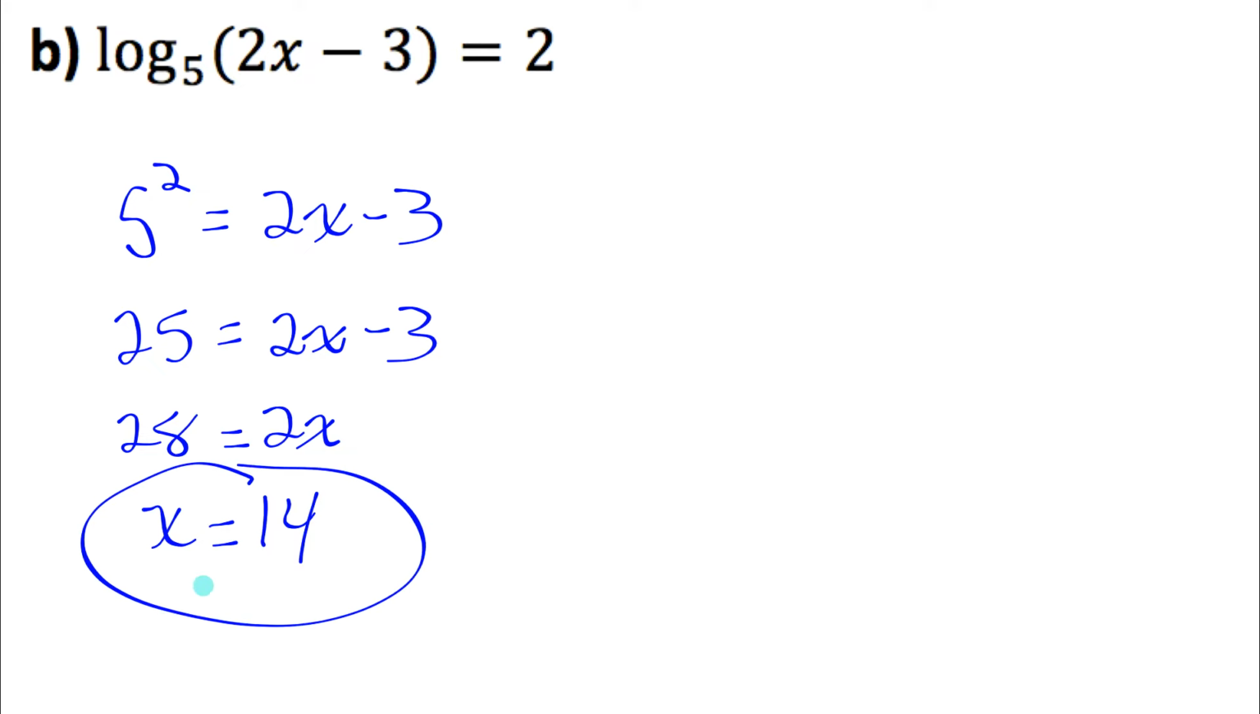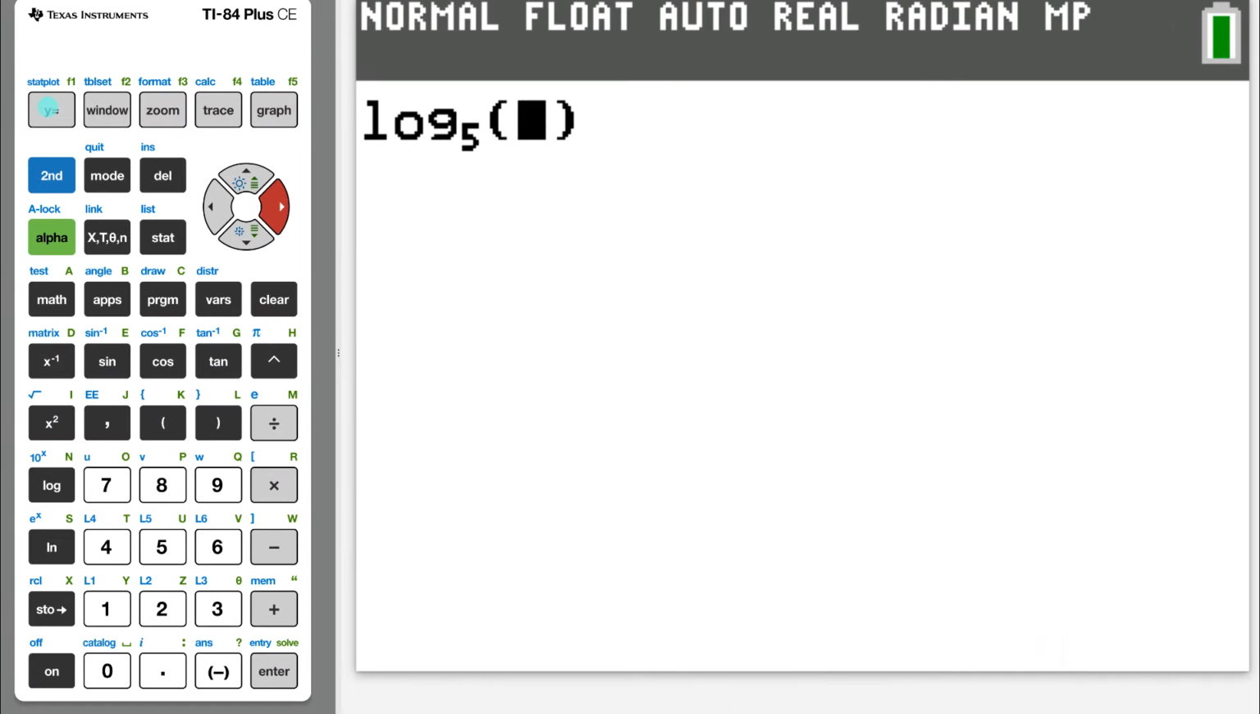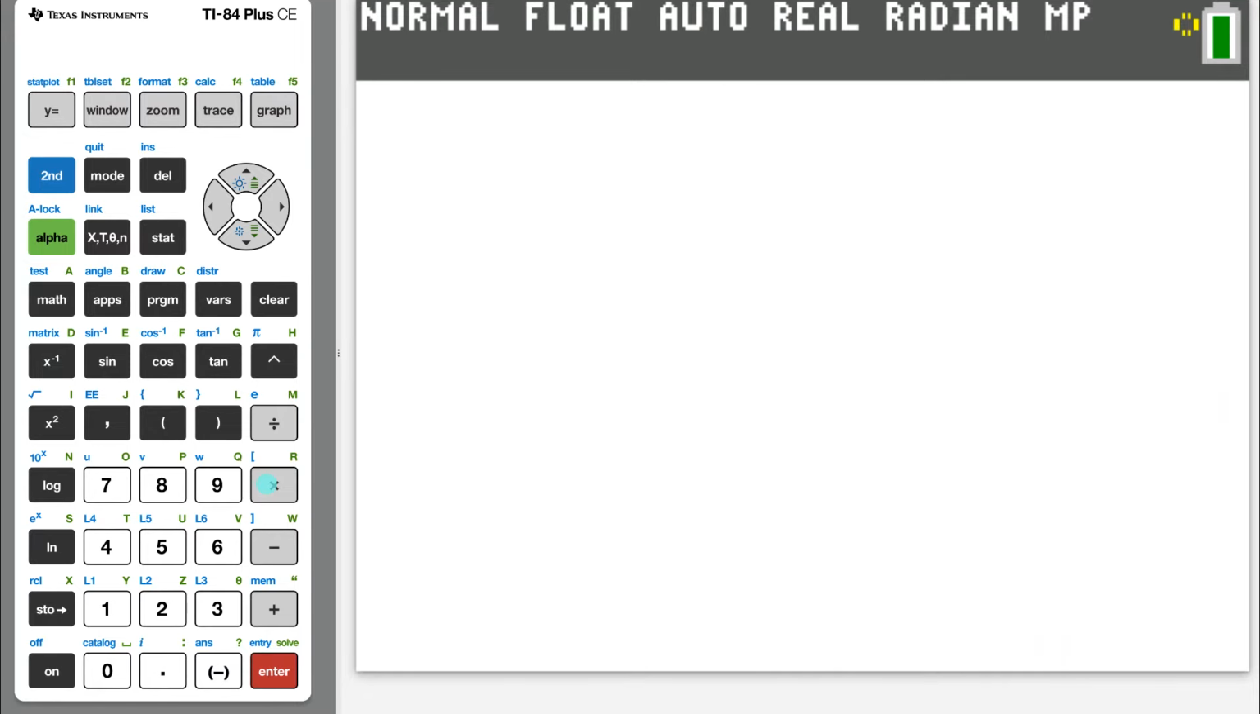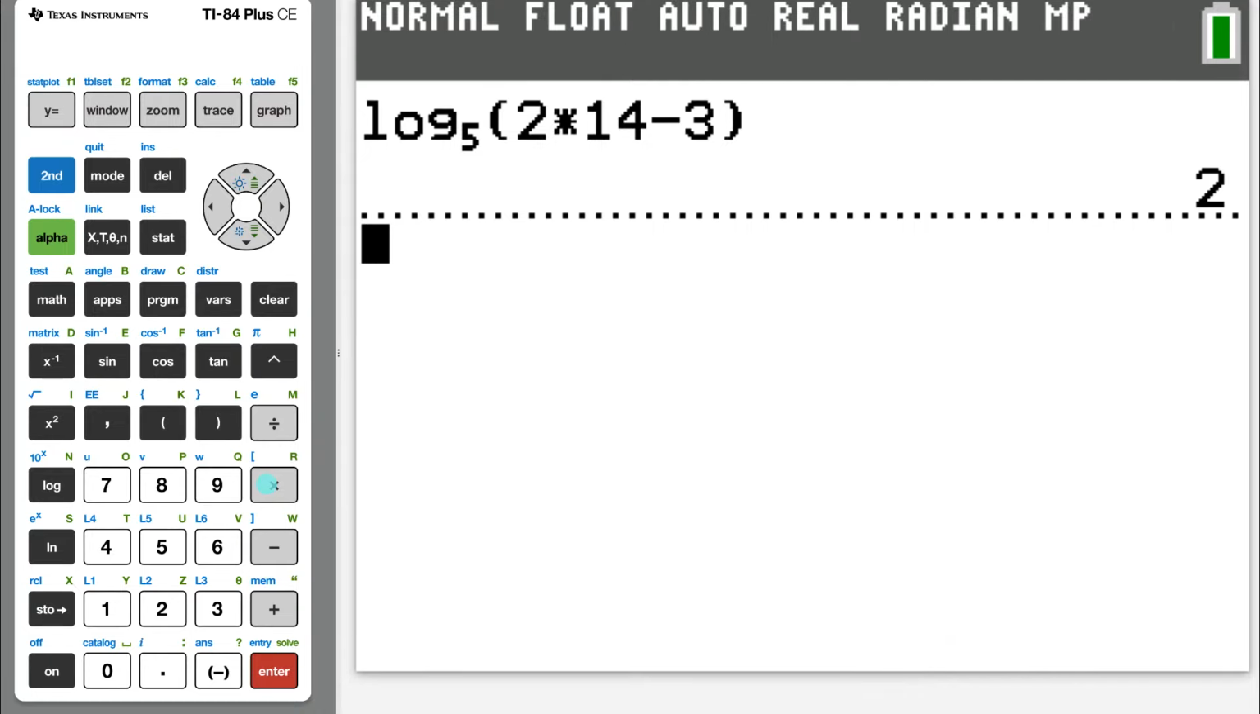Now, is this an answer or is it an extraneous root? If we plug it back into the original, it should make the left side equal the right side. And if I had written my restriction up here, I would know that the argument has to be positive, so 2x minus 3 has to be bigger than 0, which means x has to be bigger than 3 over 2, which 14 is. So it should work as long as we did our process correctly, but let me double check. It's log base 5 of 2 times 14, our answer, minus 3, and that should be equal to 2, and it is. Good, we found the correct answer.